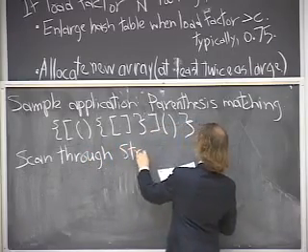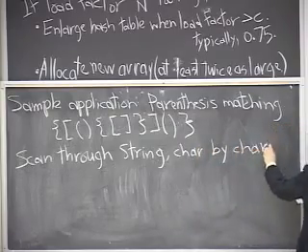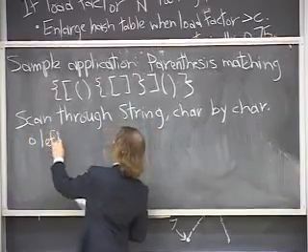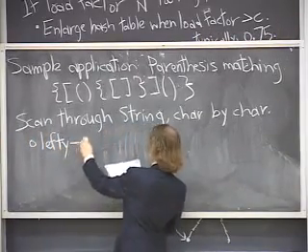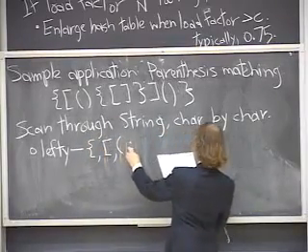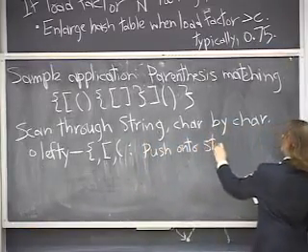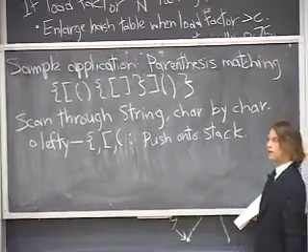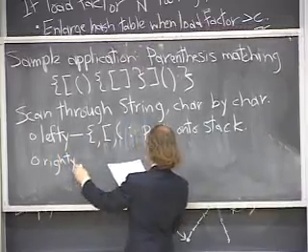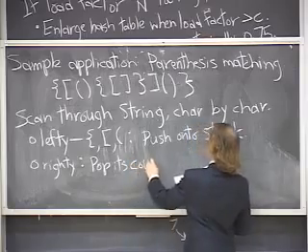And so here's my algorithm. Scan through the string, character by character. And when you encounter a lefty, which means either left brace, left bracket, or left parenthesis, then what you do is you push it onto the stack. And when you encounter a righty, you pop its counterpart off the top of the stack and check that they match.